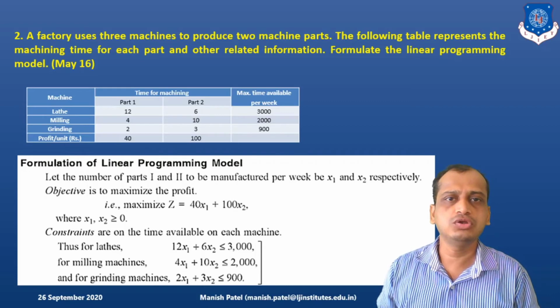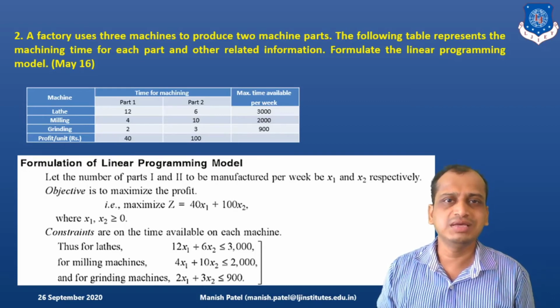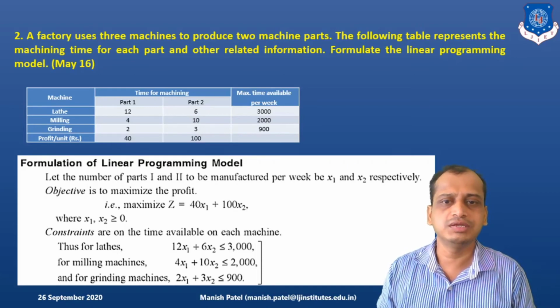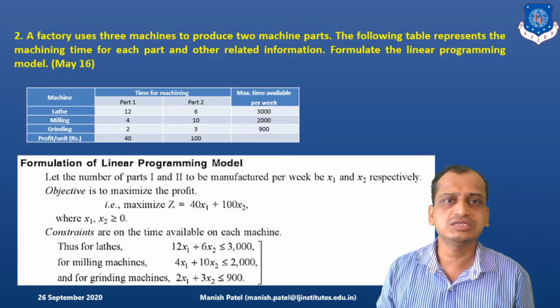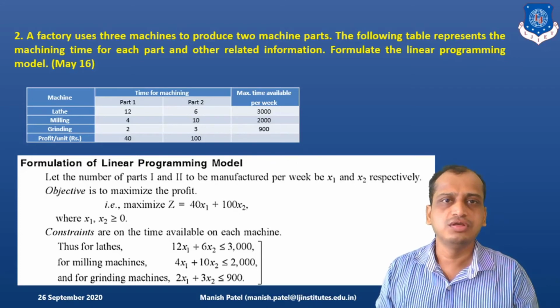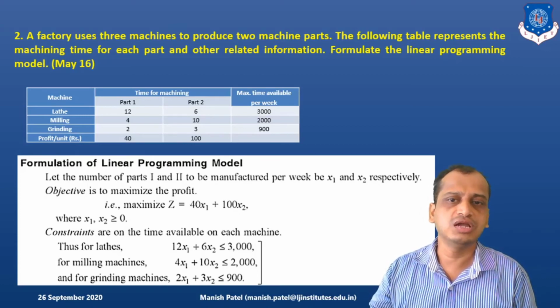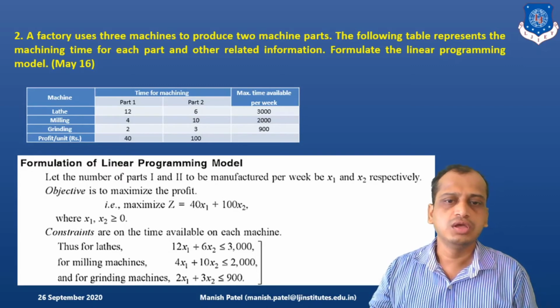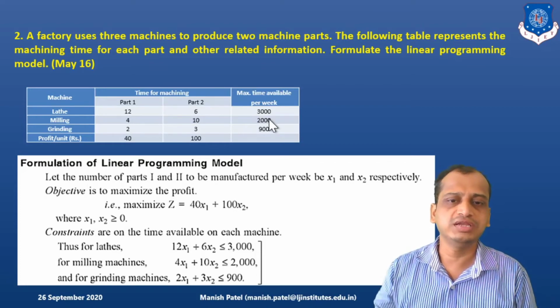So the company is going to maximize it. When we convert it into an objective function, it is maximize z equal to 40 x1 plus 100 x2. Now what is step 3? We will formulate the constraints. The constraints are the machine hours of the three machines: lathe, milling and grinding. The lathe machine can go up to 3000 hours per week, and with 12x1 plus 6x2 for these two parts, it goes up to 3000 hours in a week. That is our first constraint.